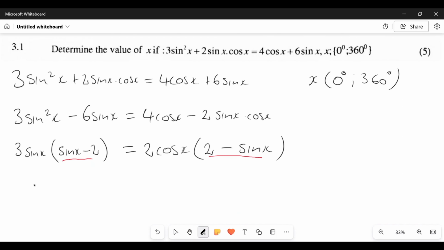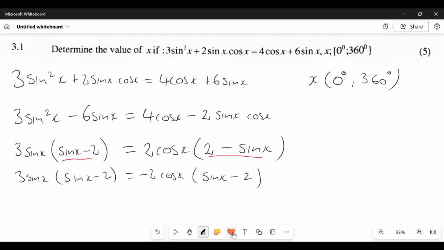Let's write the one on the left as it is. We have 3 sine x times sine x minus 2 inside the bracket. And if we multiply by a negative on the right hand side, we have negative 2 cos x, and then what you have inside the bracket, sine is going to be positive, and then 2 is going to be negative.